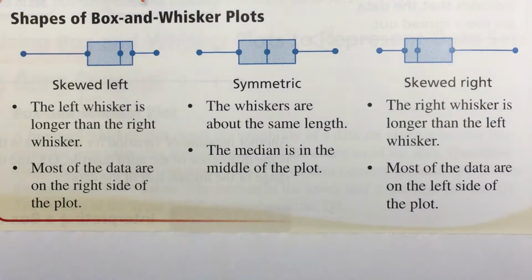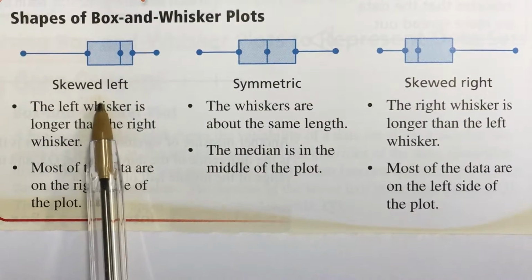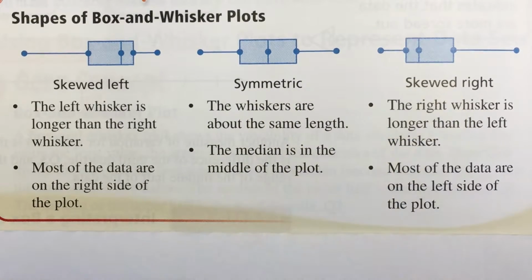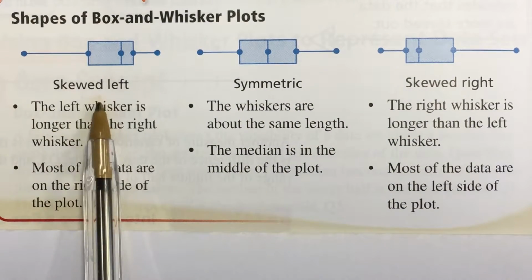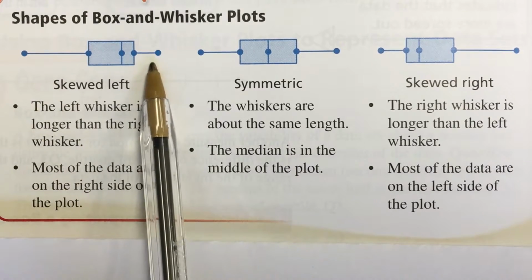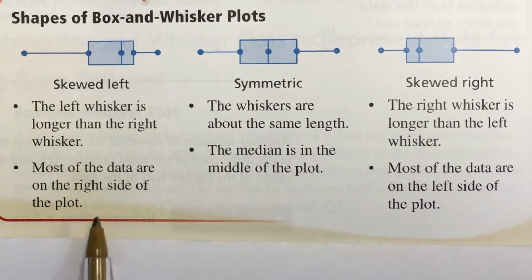There are 3 standard shapes of a box-and-whisker plot. The first shape is skewed left, the second is symmetric, and the third is skewed right. Skewed left has a left whisker, or left side, that is longer than the right side, and most of the data is on the right side of the plot.